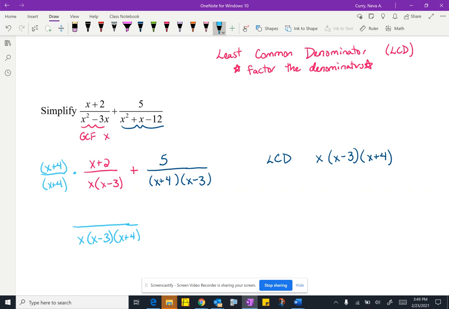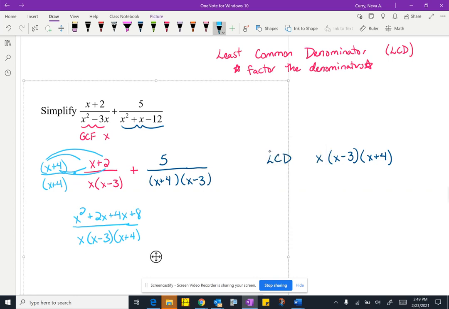And so I do have to be careful with expansion. x times x is x squared. x times 2 is plus 2x, and then 4 times x is plus 4x, and 4 times 2 is plus 8. And so I've taken that first fraction and gotten it so that it has the least common denominator of x times (x minus 3) times (x plus 4). I'll have to clean it up in a moment, but I'm going to leave it like that for now.